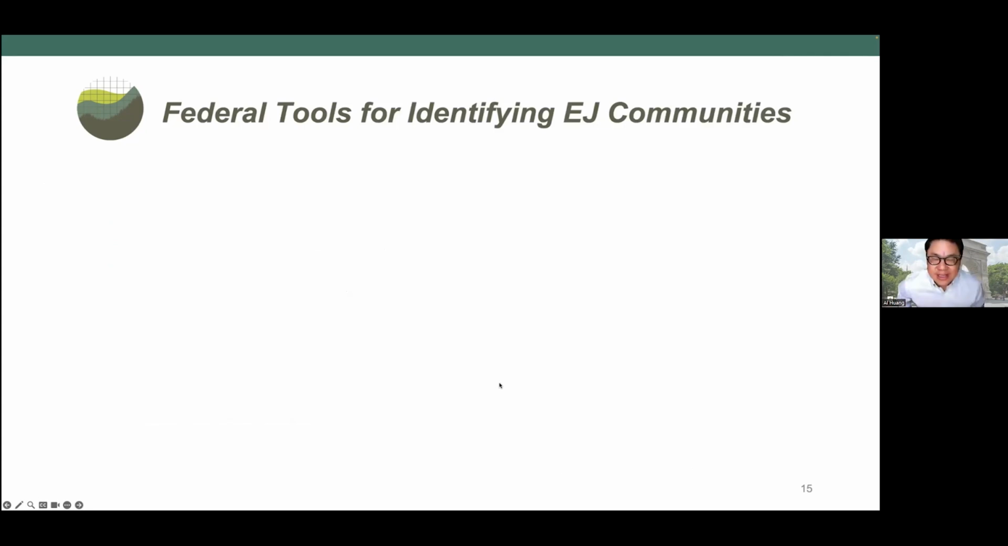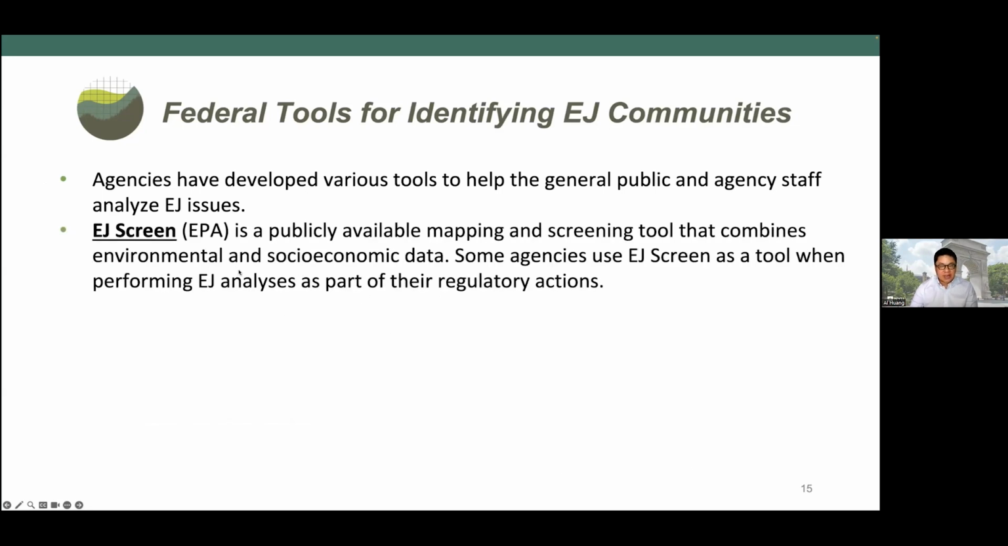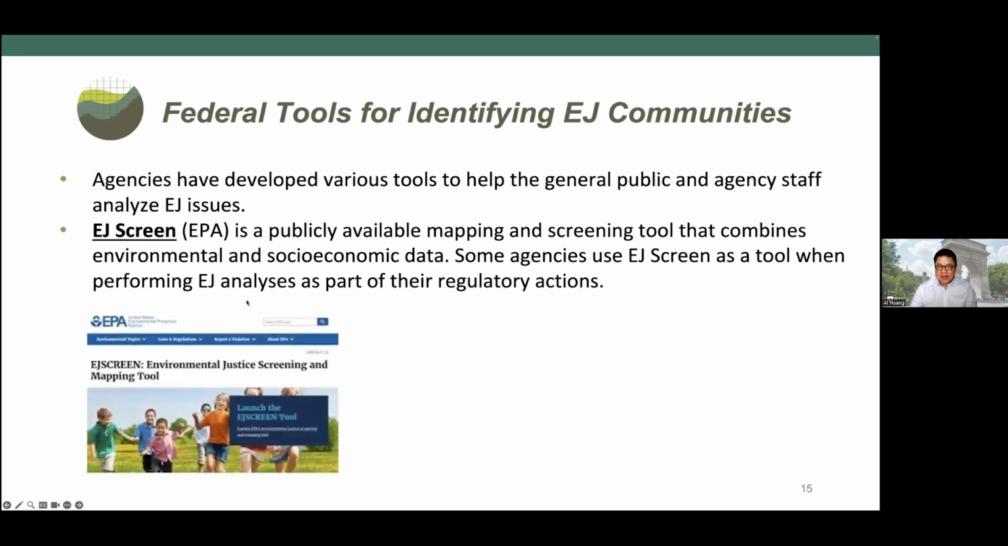The other major piece at the federal level is tools that have been created to identify EJ communities. Agencies have developed various tools to help the general public and agency staff analyze EJ issues. One that's pretty significant is one that EPA developed called EJ Screen. It's a publicly available mapping and screening tool that combines environmental and socioeconomic data. Some agencies use EJ Screen as a tool when performing EJ analysis as part of regulatory actions. It's publicly accessible online. You can look up your own community and find out lots about its socio-demographics, as well as the different types of environmental facilities around your community that may or may not be impacting your health.